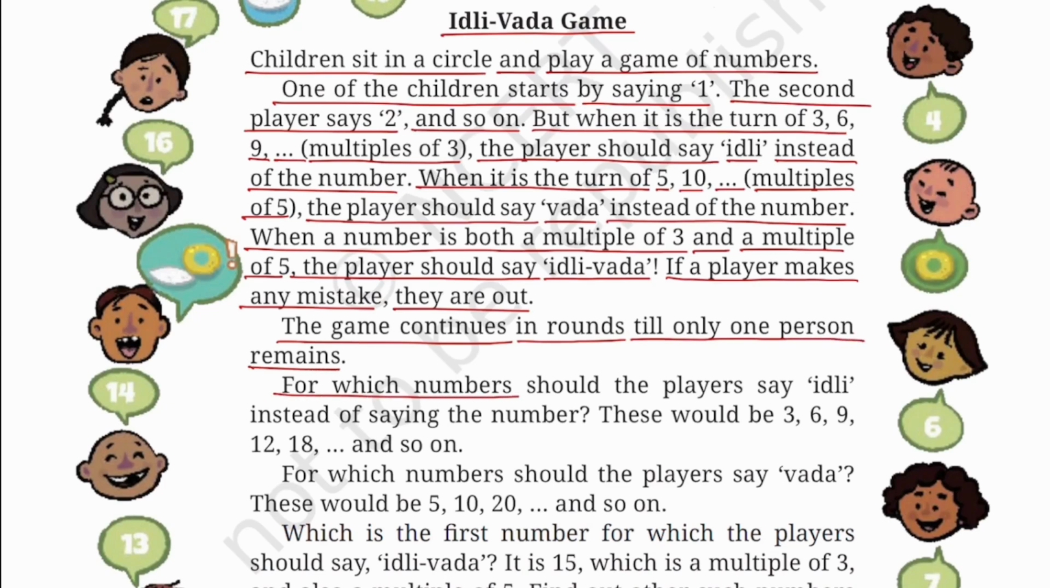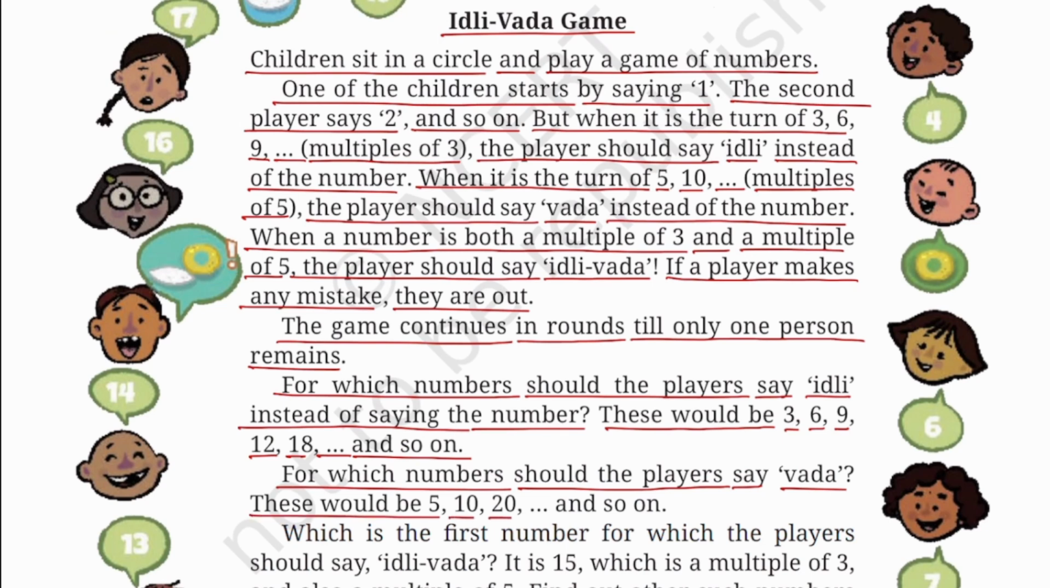For which numbers should the players say idli instead of saying the number? These would be 3, 6, 9, 12, 18, and so on. For which numbers should the players say vada? These would be 5, 10, 20, and so on.